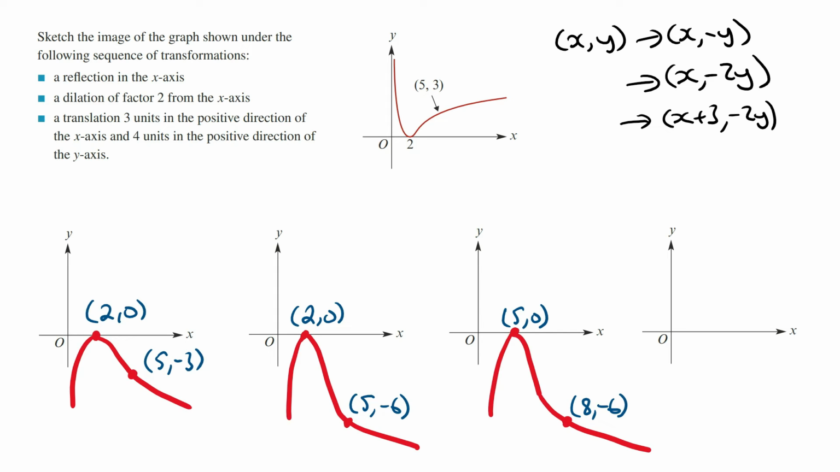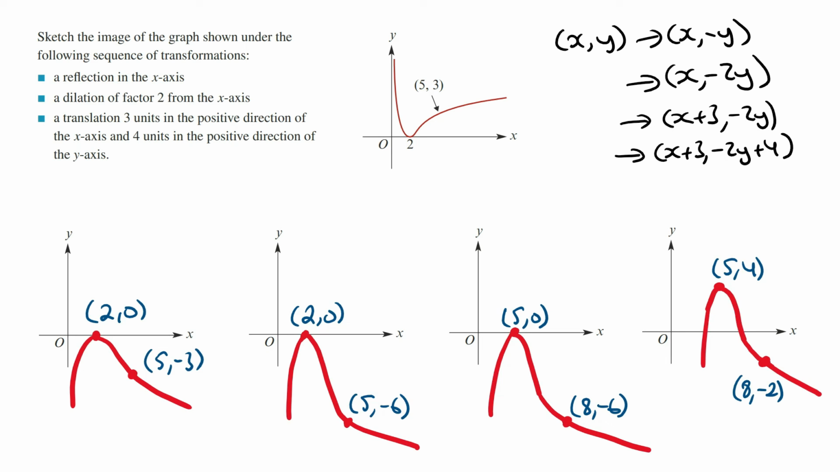And finally, we're going to have a translation of 4 units in the positive direction of the y-axis. And so what this means is that we're going to add 4 to the y-coordinates. And so we're going to get (x, 2y + 4). And so our 2 coordinates are now going to become (5, 4) and (8, -2), which then makes the graph look something like this once we sketch it.